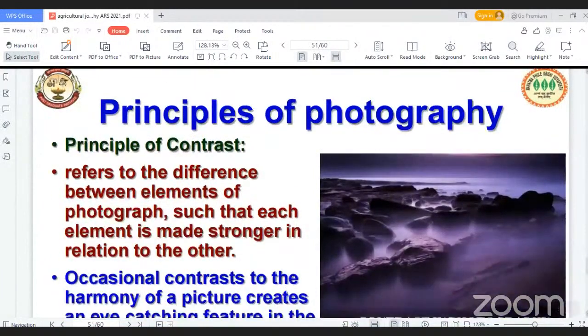Then the principle of contrast. It refers to the difference between elements of photographs so that each element is made stronger in relation to others.